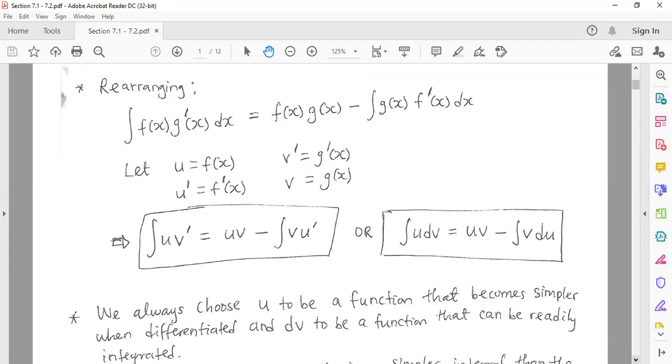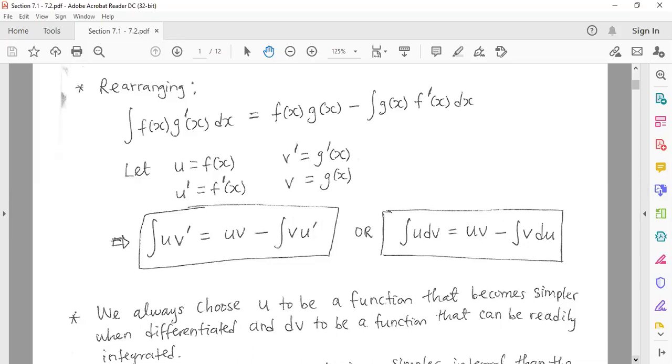So that is the meaning of getting simpler. It's something you move from higher powers to lower powers, all right? And if you differentiate stuff like x, you just get a constant of 1, so it gets simpler. Now, dv is a function that is readily integrated. Please never choose your dv to be a function that you can't integrate, all right? If you choose dv to be something you can't integrate, already it's wrong, all right?